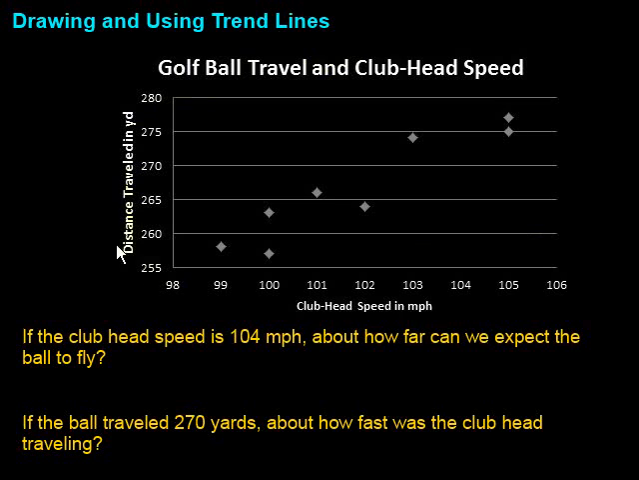In this situation, I've got a scatter plot with the distance a golf ball traveled and the club head speed. And if we look at the scatter plot, we notice that in general, as the club head speed is increasing, so that's what's happening as we go to the right here, the distance traveled is increasing. Notice how these values are higher up than the values down here. So it appears that there's a relationship between those two pieces of information. So we can use a trend line to take a look and maybe make some predictions.